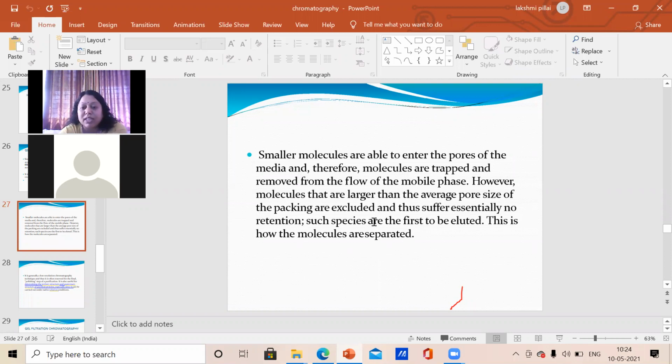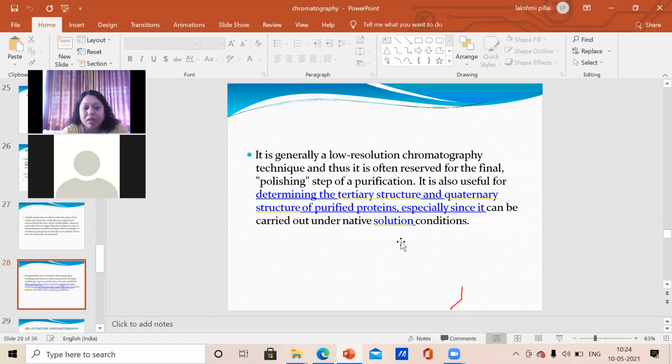Larger molecules suffer essentially no retention in the packing. Such species are eluted first. This is how the molecules separate based on size. It is generally a low resolution chromatography. It is often referred to as the final polishing step of purification, determining tertiary structure and quaternary structure, with differentiation of structures based on the sizes.